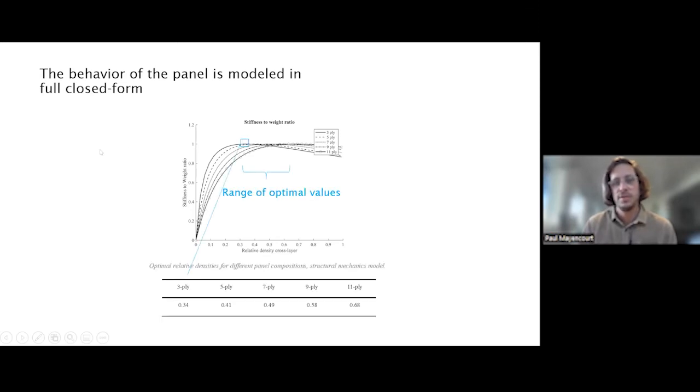And what is interesting to see is that the actual range of optimal values is below 1 in terms of relative density of the cross layer, meaning that it would be much more efficient in terms of material use to have panels with holes in them. You can see that the optimal range is between 30% and 60% of the cross layer, meaning that you want to remove either 60% or 65% of the cross layer, or 25% of the cross layer. That would be the optimal in terms of how stiff the panel is compared to its weight.